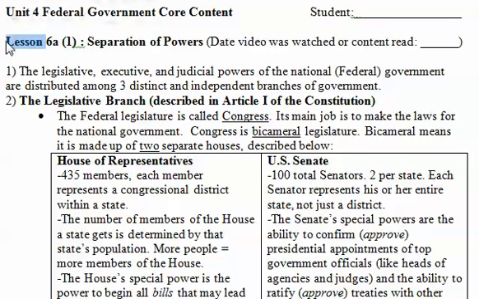Lesson 6A is such a big lesson that we actually have to split it up into two separate lessons, so this is 6A Part 1. And whether you're watching the video or you're simply reading this content, make sure you fill out this section of your core content notes for class.